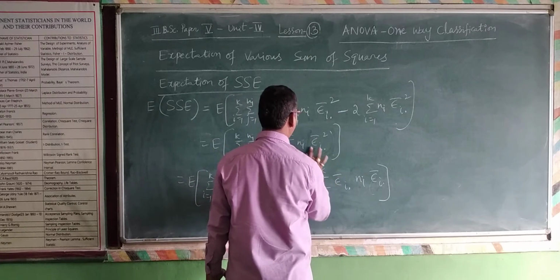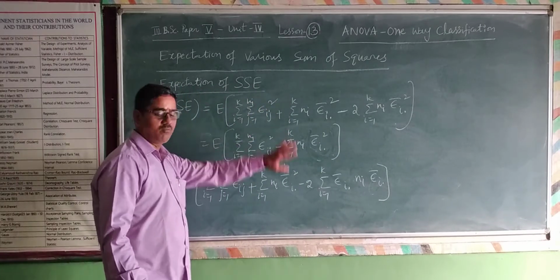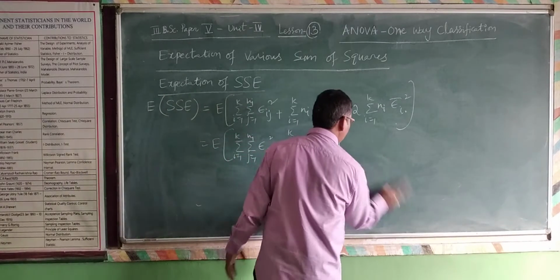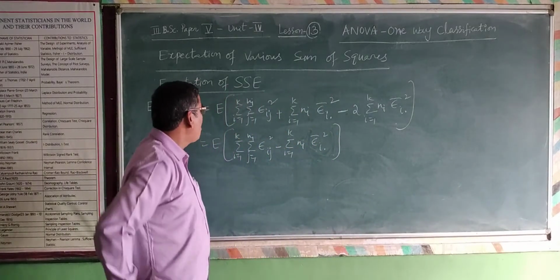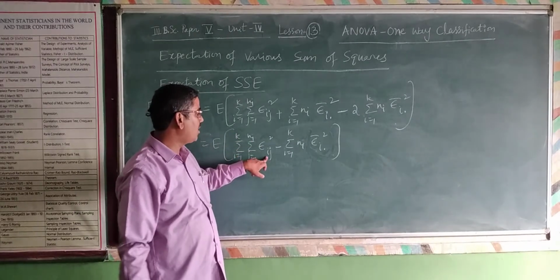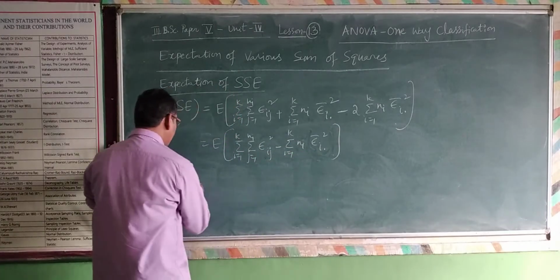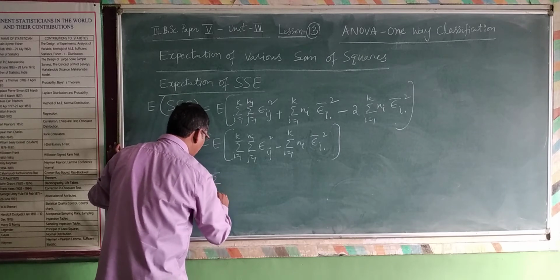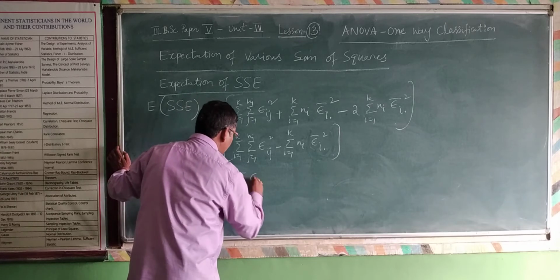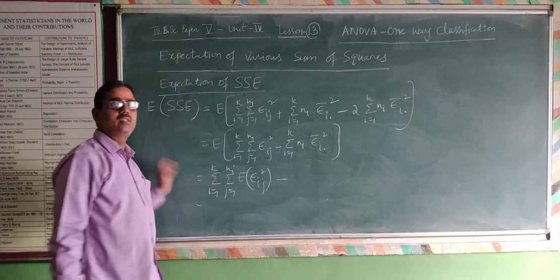So this is the term finally left. Now you take expectations. Do you understand this? At the end we have the expectation of summation i equal to 1 to k, summation j equal to 1 to ni epsilon ij square, minus summation i equal to 1 to k ni epsilon bar i dot square. Now take the expectations, equal to summation i equal to 1 to k, summation j equal to 1 to ni, expectation of epsilon ij square. Why? Since they are independent, identically distributed.